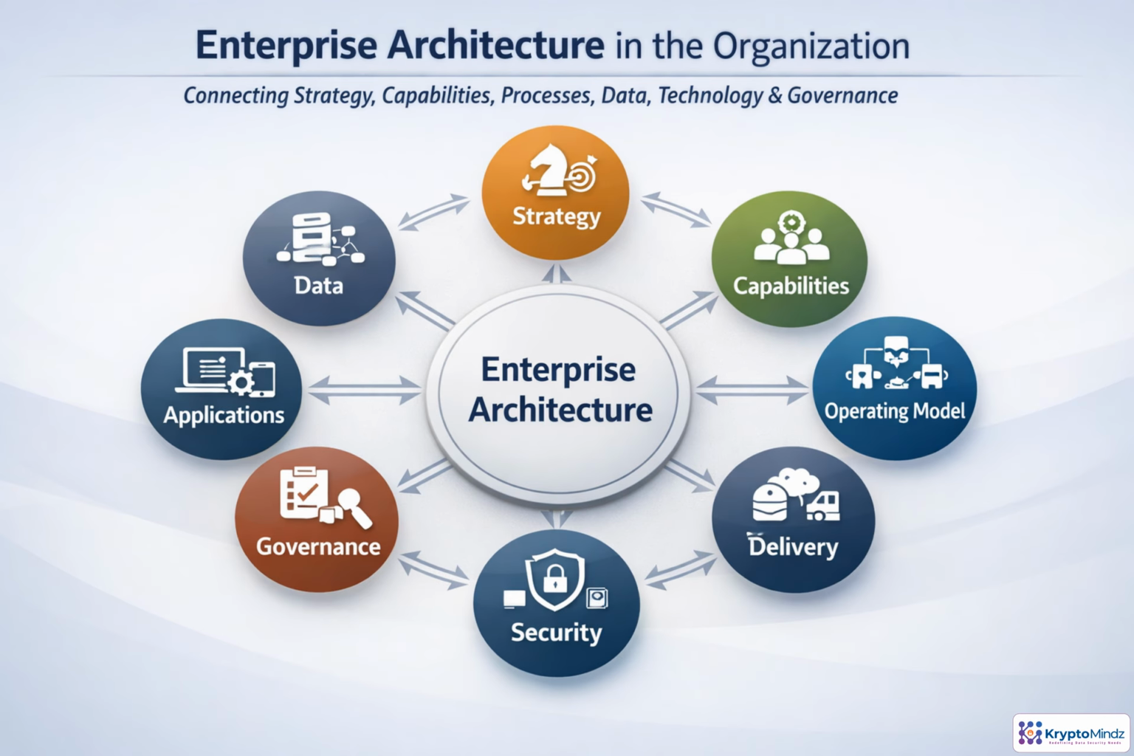Think of enterprise architecture as the organization's connective tissue. Strategy defines where the enterprise wants to go. Capabilities and the operating model describe what it must do and how work actually happens. Data, applications, and technology provide the information and platforms that make that work possible. Security, governance, and delivery keep change controlled, safe, and executable. The value of EA is not owning all these areas. It is creating a shared language across them, so decisions made in one project do not accidentally create cost, risk, duplication, or complexity for the whole enterprise.